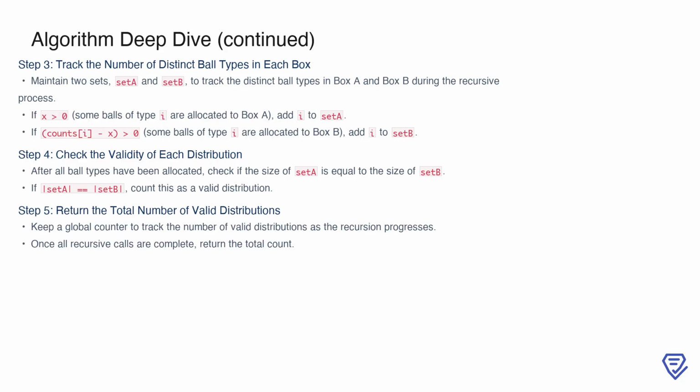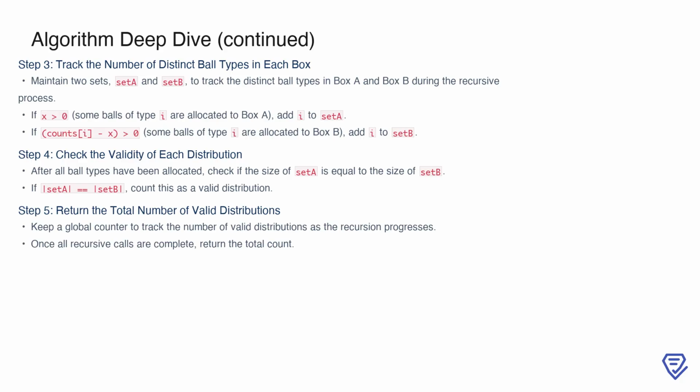If any balls of a particular type are assigned to box A, that type is added to set A. Similarly, if any balls of that type are allocated to box B, it is added to set B. By using sets, we ensure that duplicate allocations of the same ball type do not inflate the count of distinct types. After all ball types have been distributed, we need to check if the sizes of set A and set B are equal. If they are, it means this particular distribution is valid, and we count it as such.